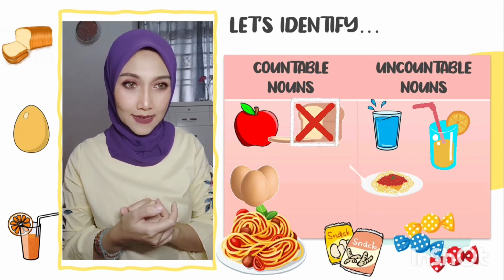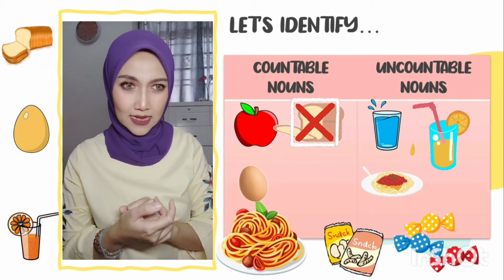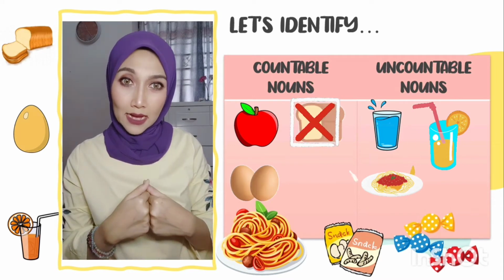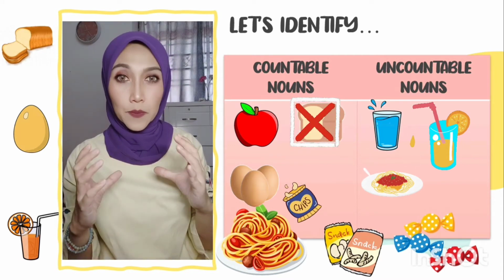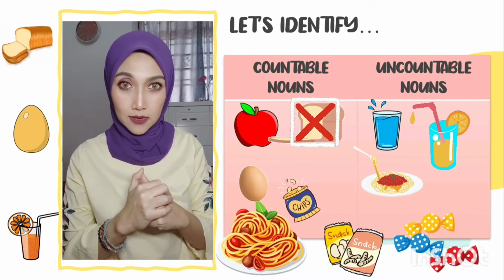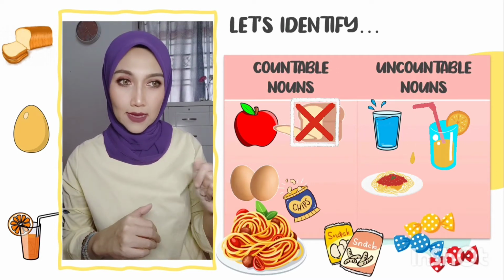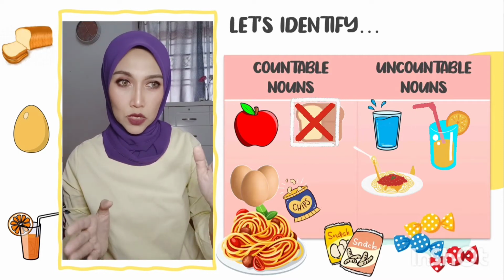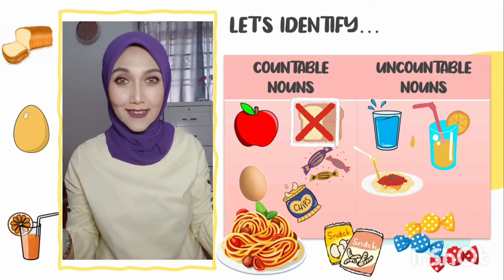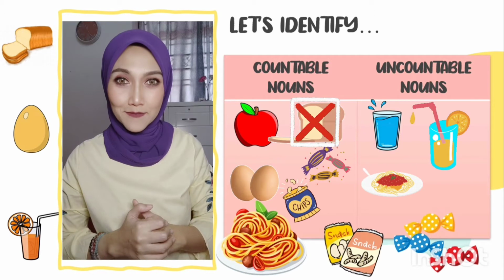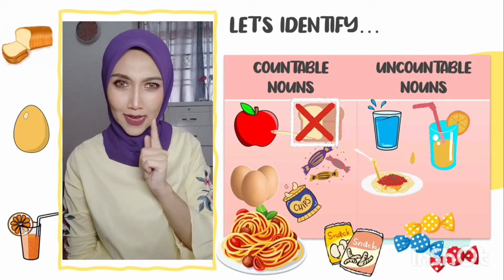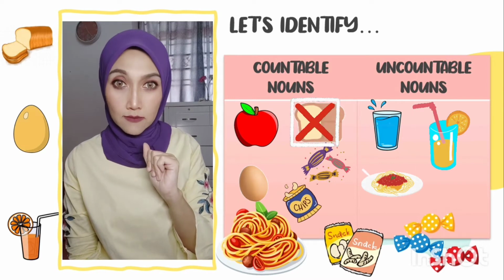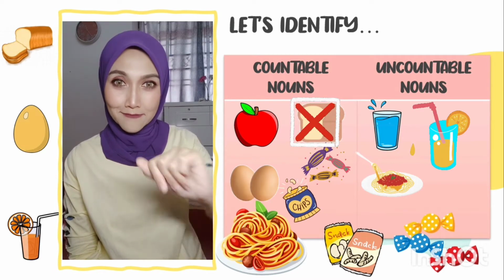Snack. What kind of snack is that? Chips? Maybe. It can be counted, but it's like a pack. A pack of chips. Next. Sweets. You can count sweets, right? Very obvious. So 1 sweet, 2 sweets, 3 sweets. You can count sweets. I really hope you can identify those countable and uncountable nouns. Let's see next.